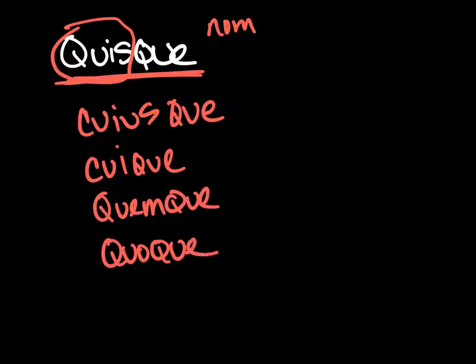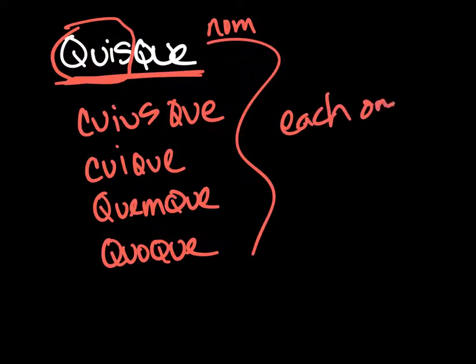So this basically means each person, each one. And it looks like a different word, so watch out. This does show up in our chapter somewhere. So, quemque, each one. Cuique, to each one. Cuiusque, of each one. Quisque, the nominative there.